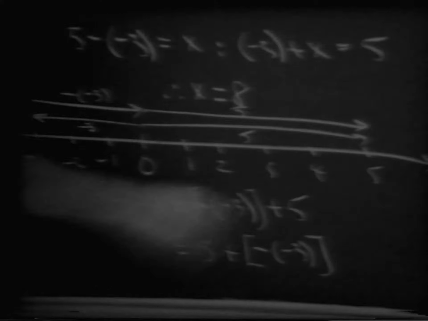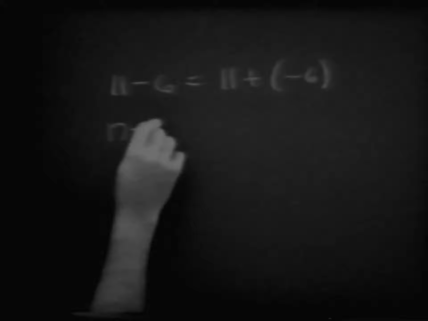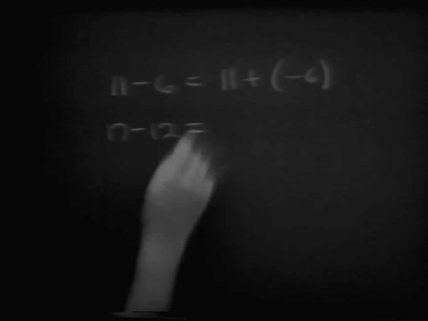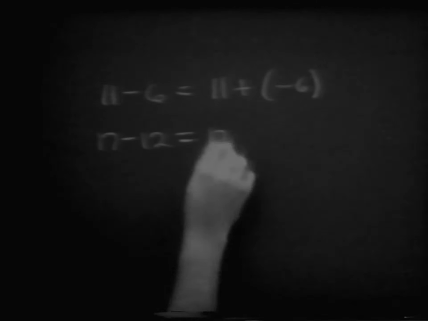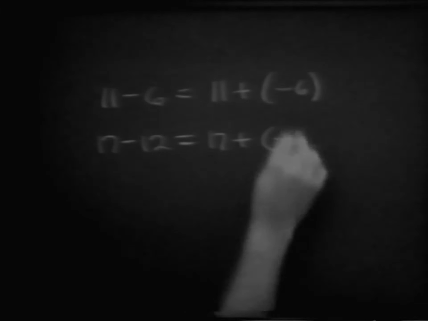Let's continue this example up here, or another example like it. Suppose I were to write 11 minus 6 again. All right, 11 minus 6, how do you think I may write that now? How about 11 plus the opposite of 6. Okay, 11 plus the opposite of 6. How about 17 minus 12? May be written as what? 17 plus the opposite of 12. Everyone agree with that? Okay.